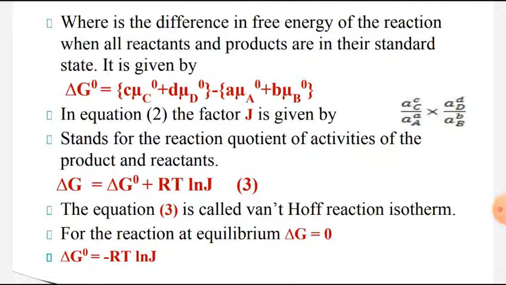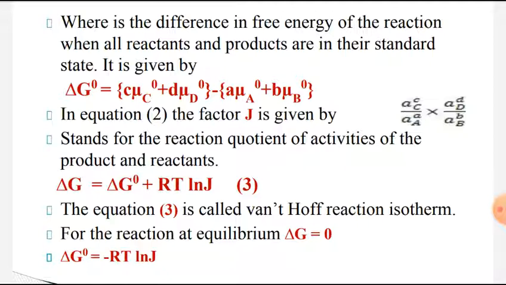this quantity, in which the activities of products divided by the activities of reactants stand for the reaction quotient, where a denotes the activity. Del G equals del G0 plus RT ln J. It is equation number 3. This equation is called van't Hoff reaction isotherm.